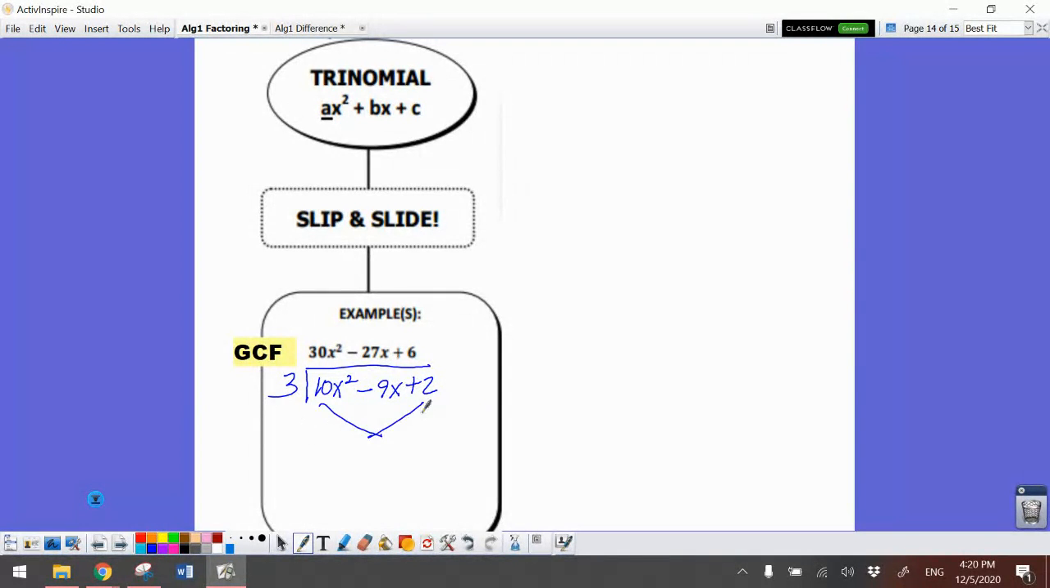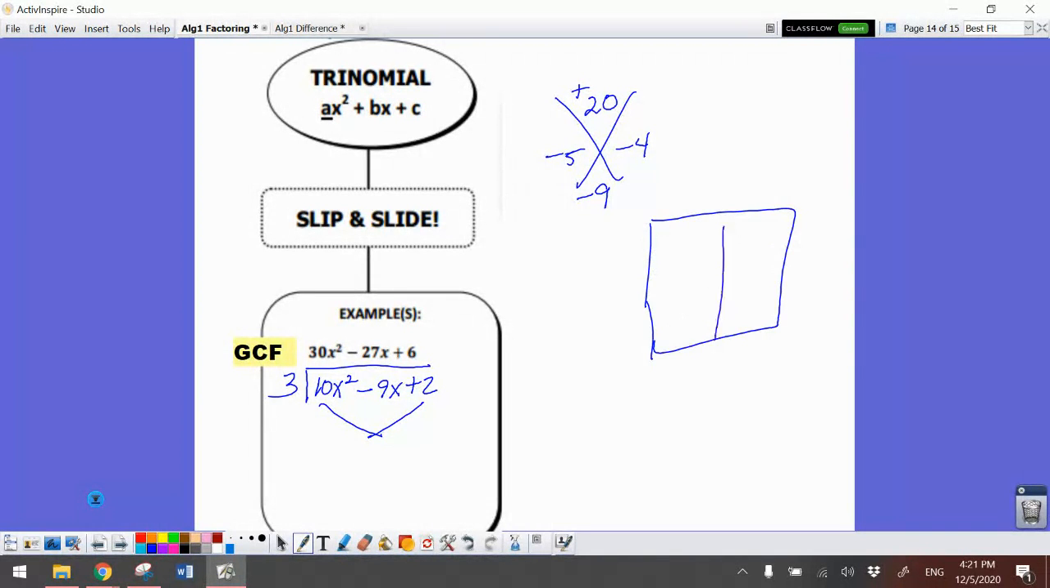Now my A times my C is 20. And I have a negative 9. So how am I going to get a negative 9 if I had to have a positive 20? Well, that's going to be a negative 5 and a negative 4. Negative times negative is a positive. Okay, so now, throwing into my box, here's my 10x squared, my positive 2, negative 5x, negative 4x.